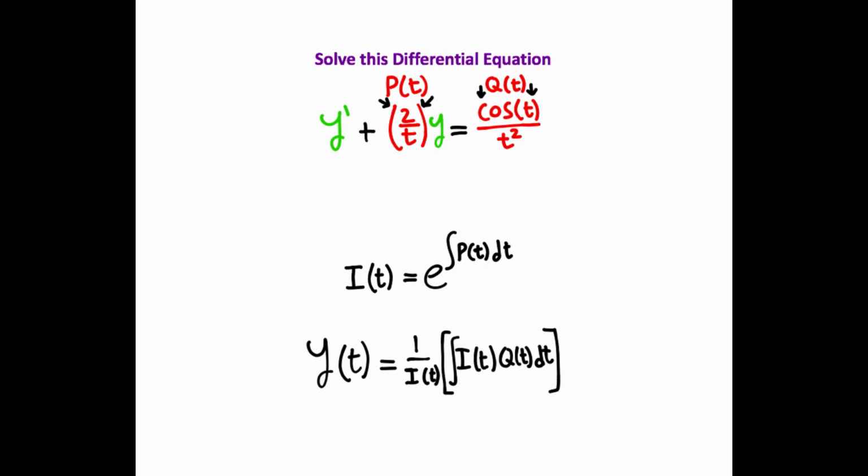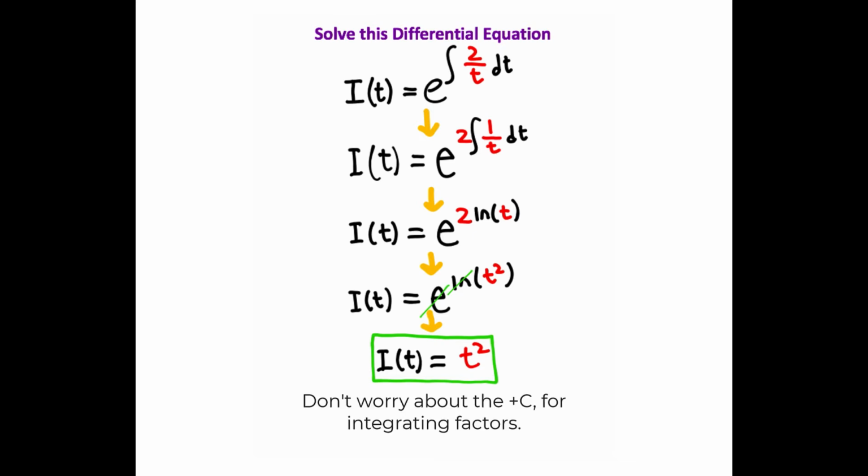So I'm going to take this p of t and plug it in, which is 2 over t with respect to t. So now what I'm going to do is integrate 2 over t using these steps right here. Again, hopefully the problems on the first page made sense because you're going to need to use the natural log rules to do this, but you should end up with t squared as your integrating factor.